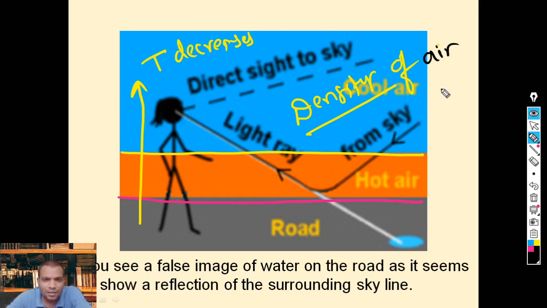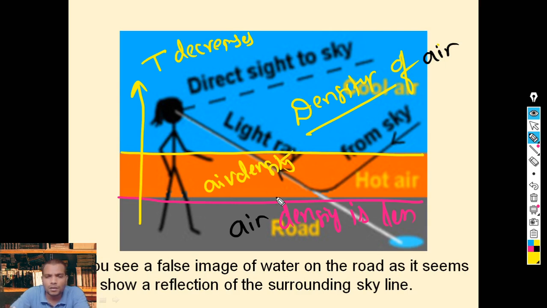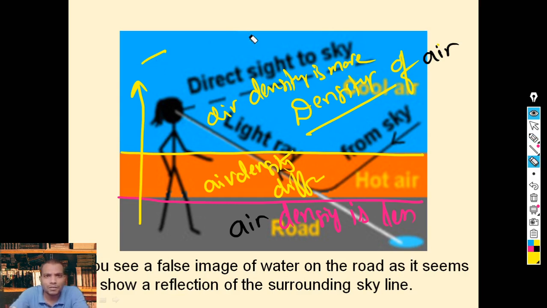So when the road becomes very hot, the air present here has less density. Air density is less, and just above it the air density is a little more than the case below. The air density is different. On the blue surface is the cold air, and the air density is more. You need to understand this point very carefully.